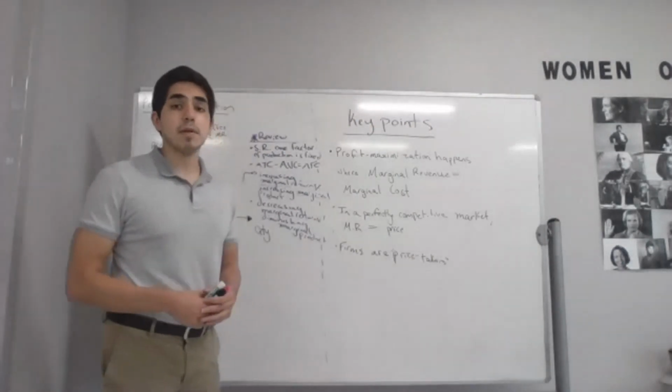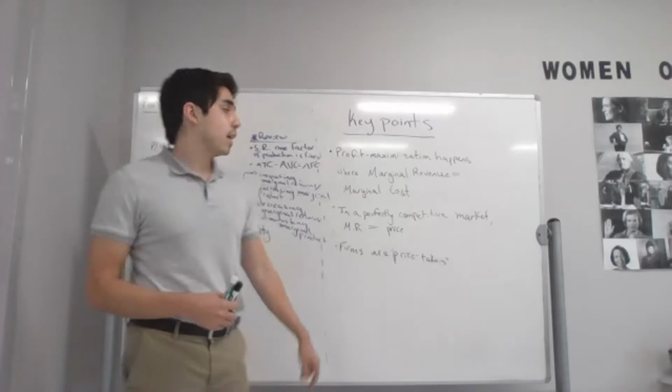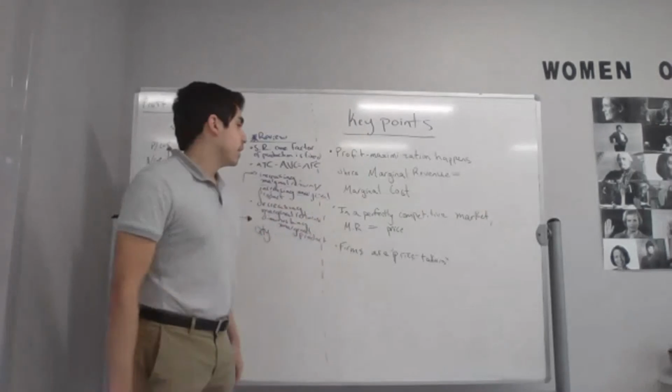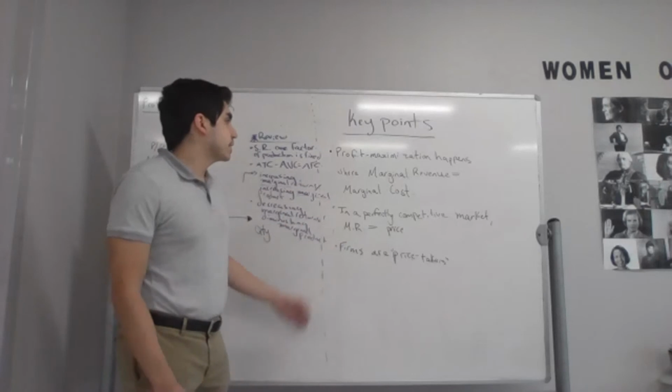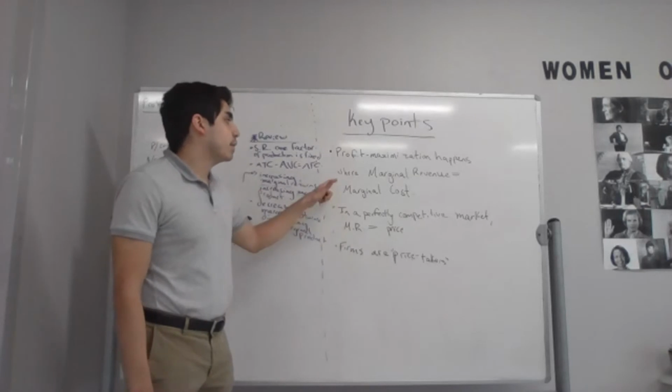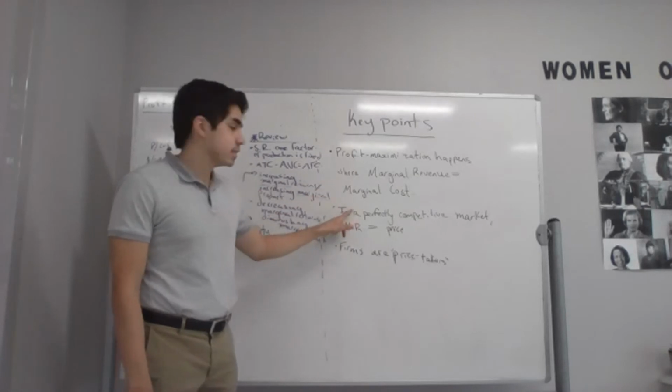Hello everyone, in this video I'm going to be talking about profit maximization. Right here I wrote the key points that you need to understand after this lesson. So profit maximization is going to happen where marginal revenue equals marginal cost.